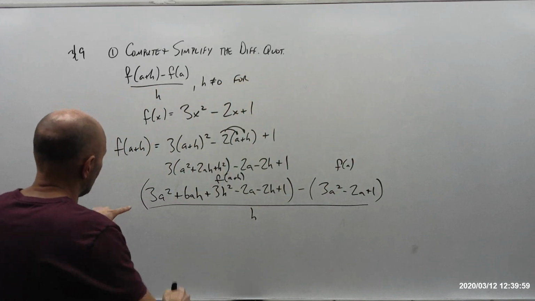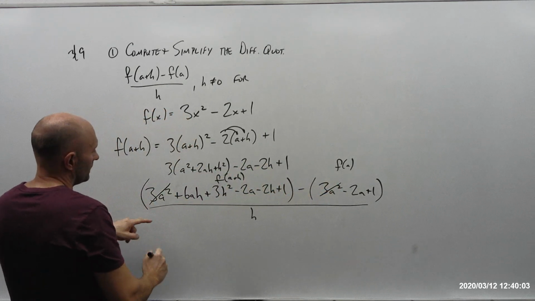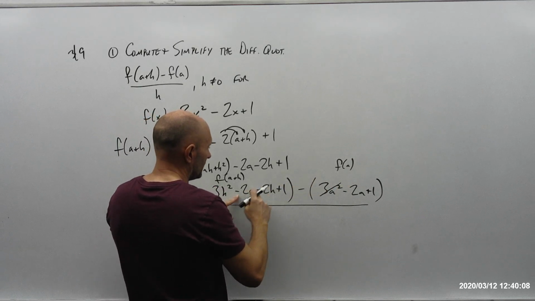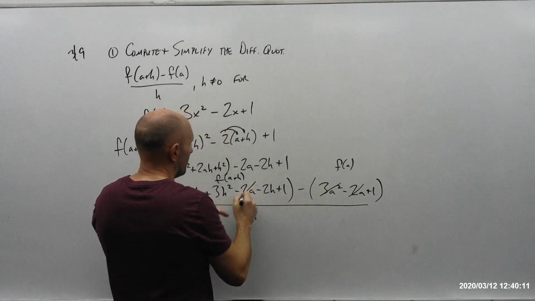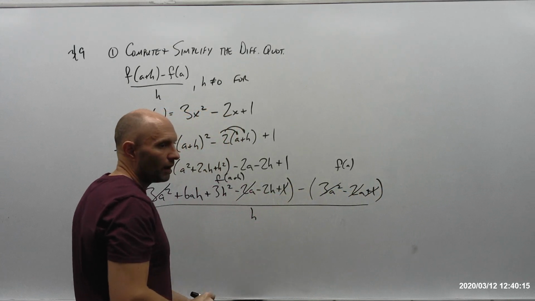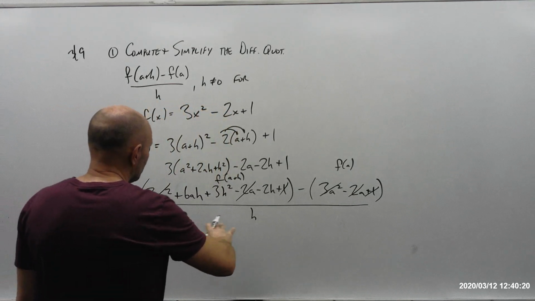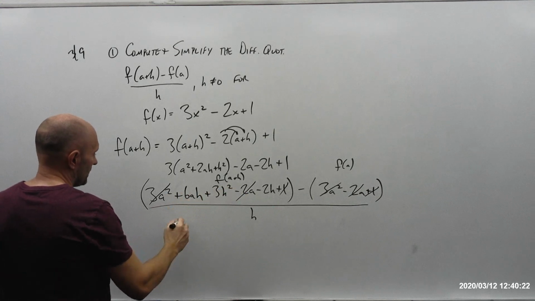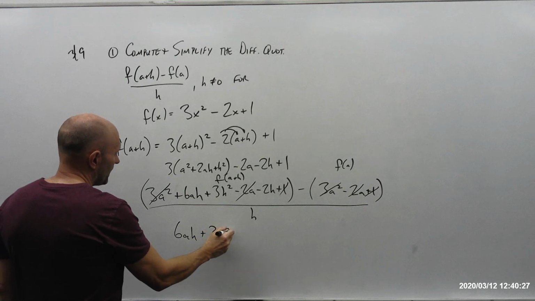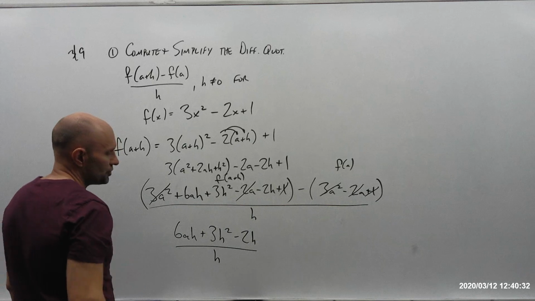So what do I have here? I have 3a squared minus 3a squared. Negative 2a minus a negative 2a, so this is negative 2a plus 2a. They cancel out. And 1 minus 1, they cancel out. So now I feel pretty good that I'm on the right path here, and everything I have left should have an h in it. So I have 6ah plus 3h squared minus 2h all over h.